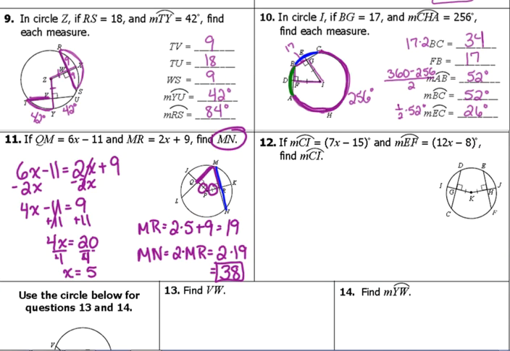Okay, let's do one with arcs here. Number 12. If the measure of CI, highlight it, trace it, do something. Give yourself that visual. CI is 7x minus 15. EF is 12x minus 8. So, are they equal? No, definitely not equal.